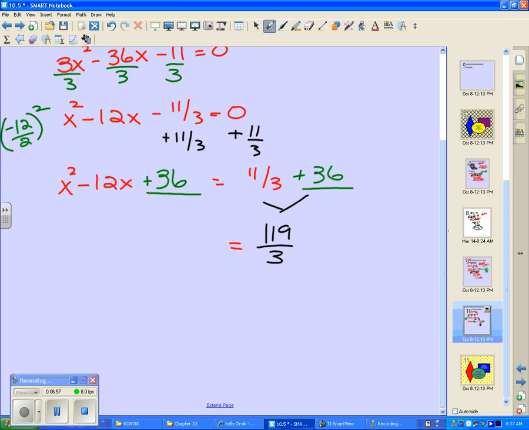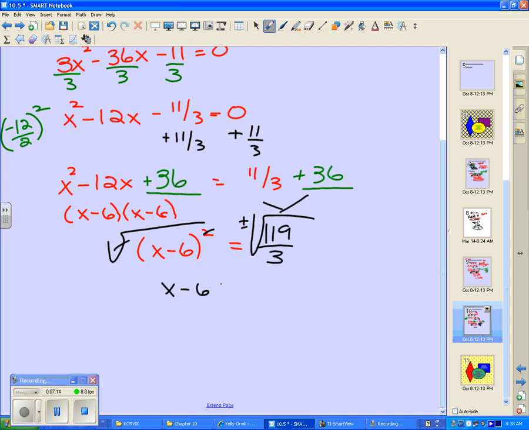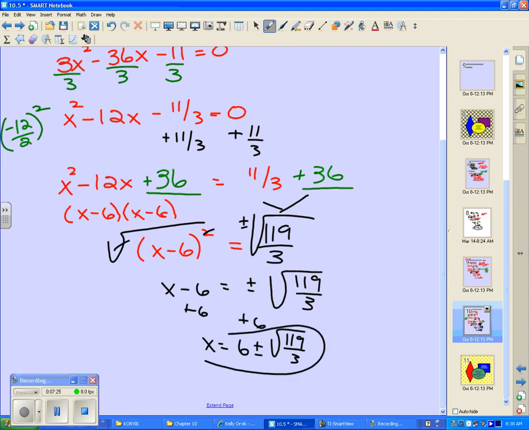You guys finish the problem. Okay, factor if you didn't already, x minus 6, so x minus 6 squared. Square root of both sides, positive and negative, and then add your 6 over, okay?